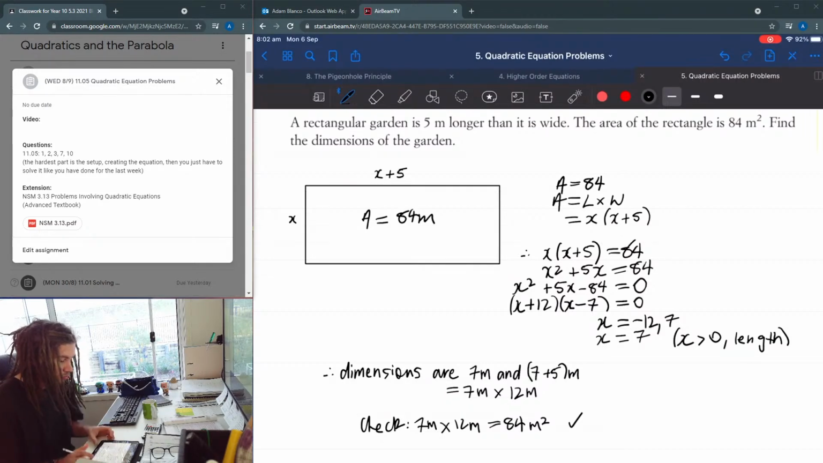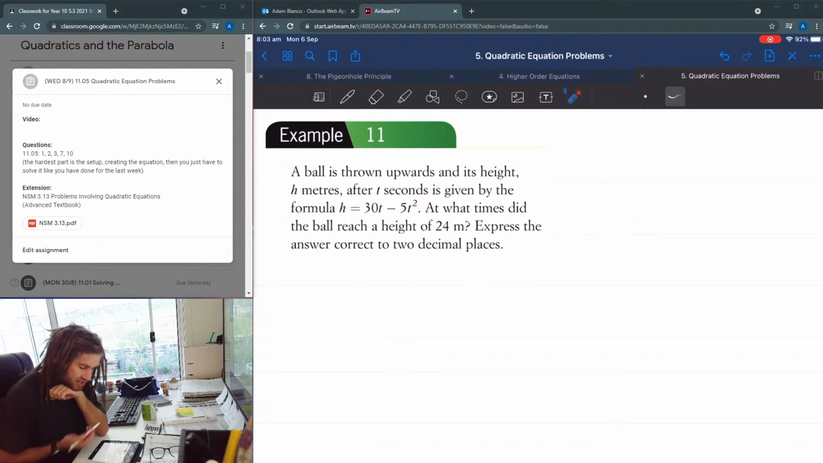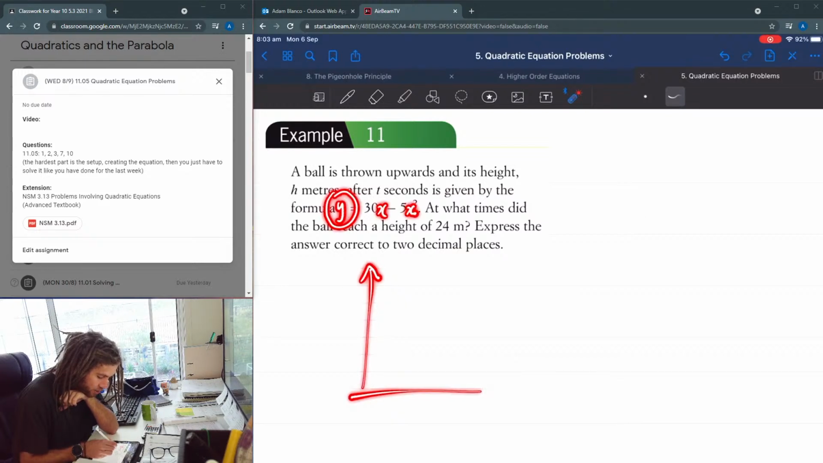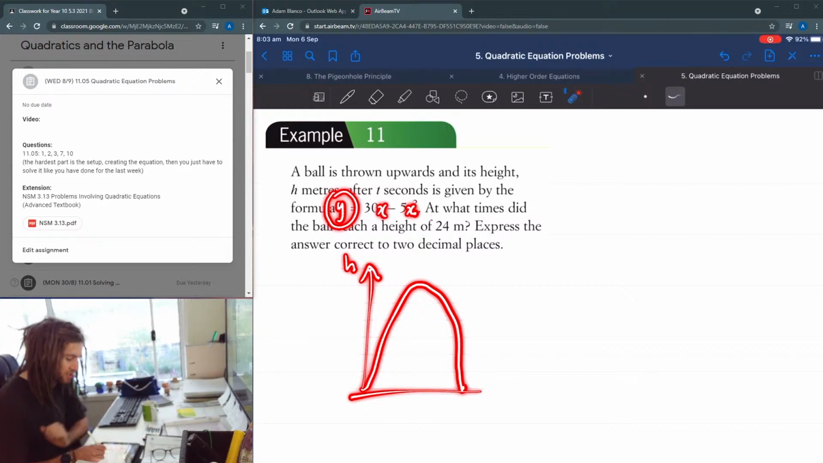Now we're going to look at an example where it looks kind of like a parabola. And it's generally going to be something thrown, a projectile or something like that. So a ball is thrown upwards. Its height, h meters, after t seconds is given by this formula. So it's confusing because there's h's and t's. Normally you'd have y and x, and you think about the y value, that's the one that's going up. And in this case, it's h. So if this was the h value, it's the height. So you kind of think of a parabola. The output of this parabola is essentially how high the ball is going.